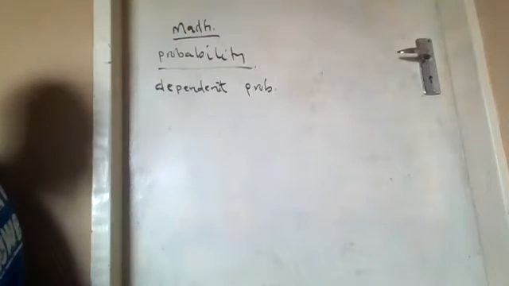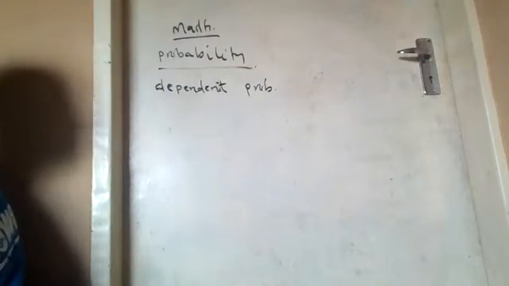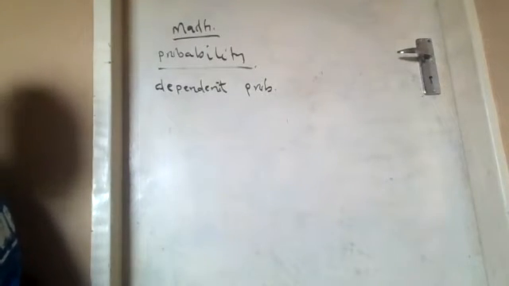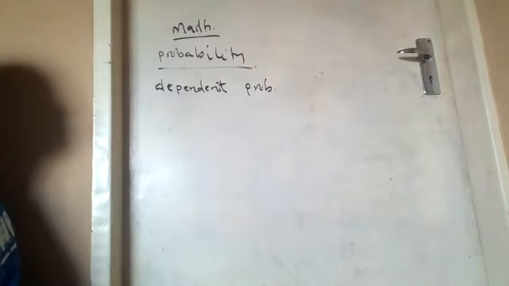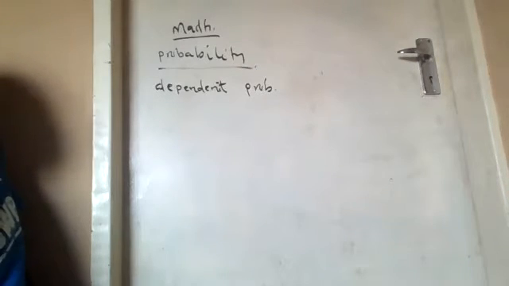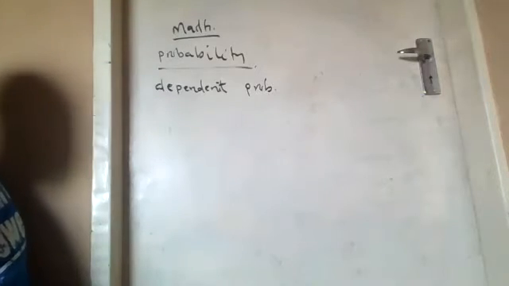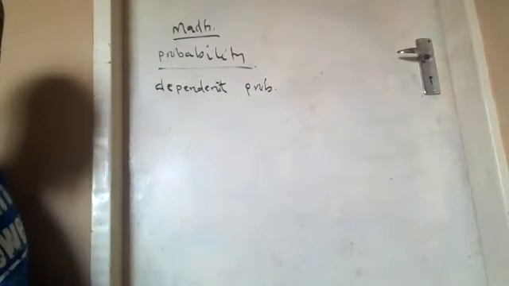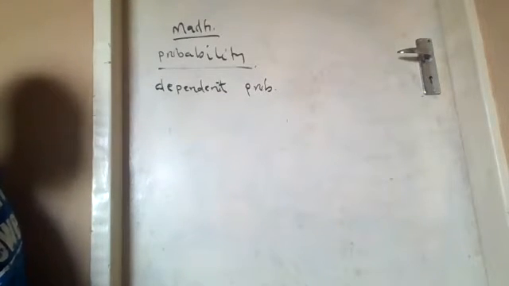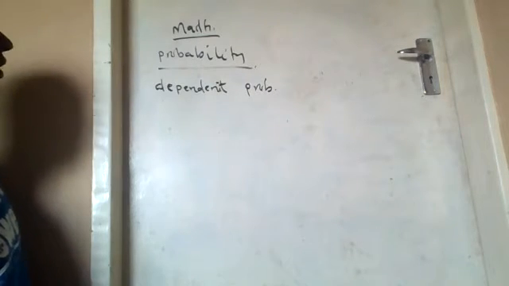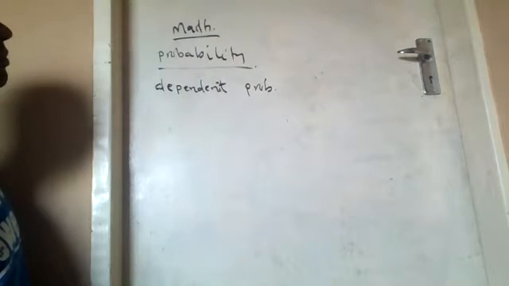Dependent probability is a probability where one's action depends on the other. A good example of a dependent event is a family staying at home. When one person gets sick, it's going to affect the rest of the family because one member is unwell. That's an example of a dependent probability.